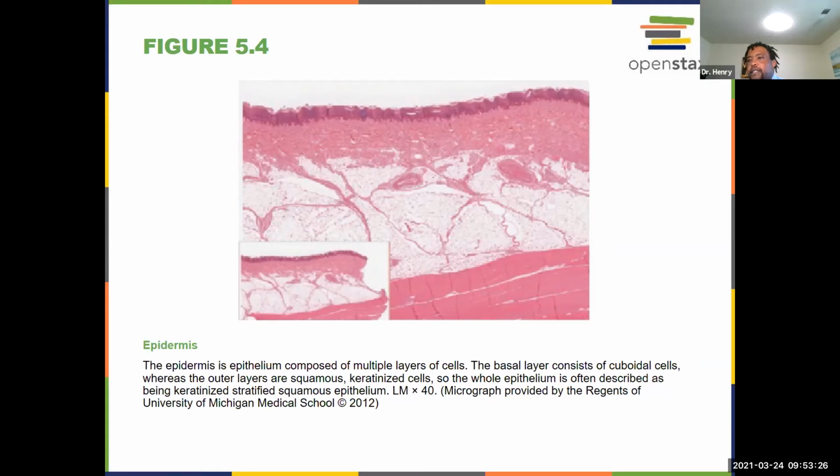So this is basically a section of the epidermis again. So you can see that the upper layer, you have your epithelial cells, right? And so you just have that nice little layer of cells, right? And then we have what we call the basal layer. So the basal layer is going to consist of our cuboidal cells.